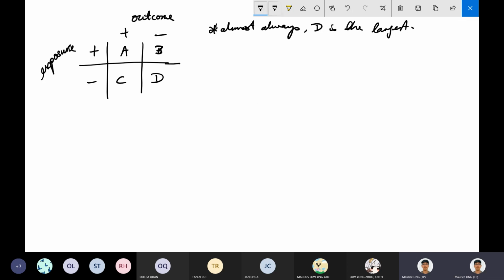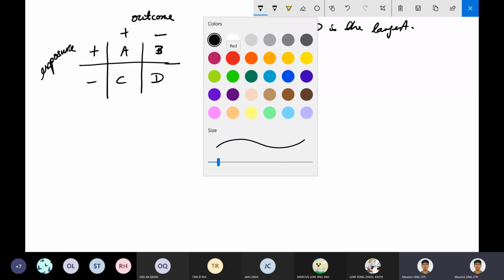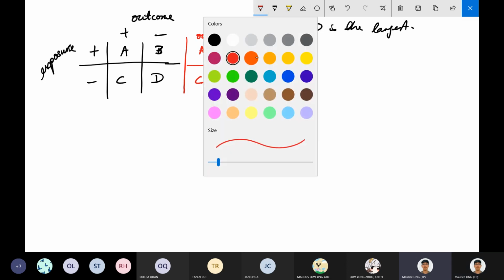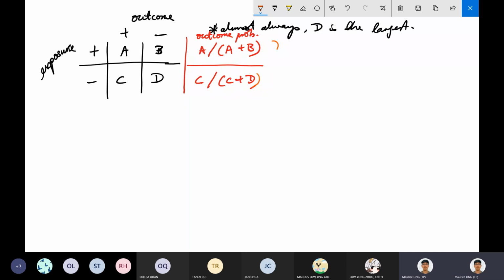Okay. We can calculate this thing known as the outcome ratio. Here's the outcome probability. That means what is the probability of a positive outcome given the exposure or not the exposure? So here we have A divided by A plus B. Here we have C divided by C plus D. So these two components are what we call the risk.